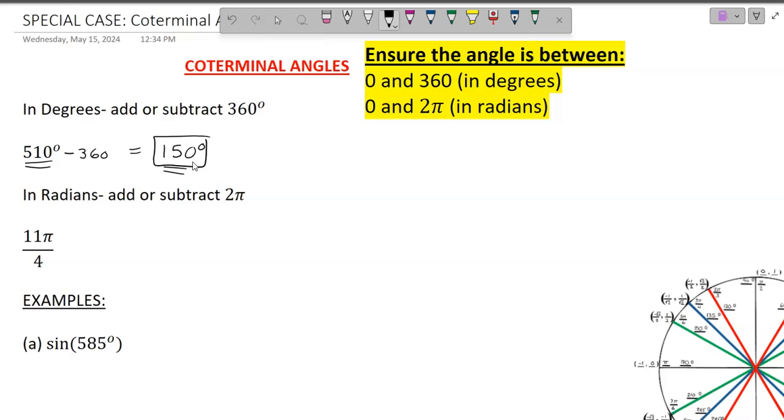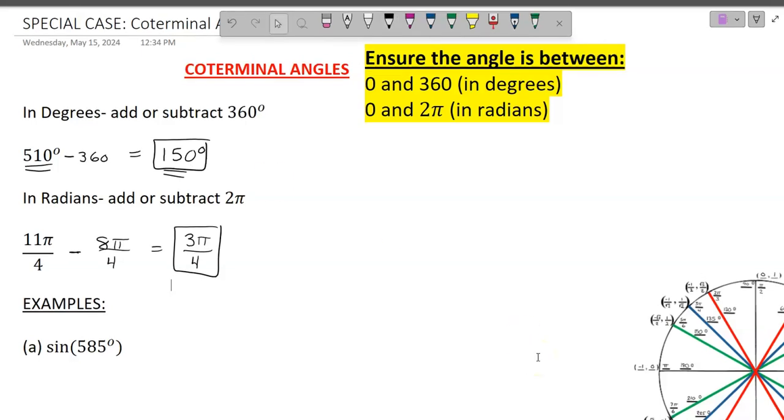Now, in the case of radians, the easiest way to do this, since we're dealing with 11 pi over 4, is that 2 pi in the world of fourths is actually 8 pi over 4. Subtracting that gives me 3 pi over 4, which means I'm going to treat the 11 pi over 4 as if it is a 3 pi over 4. So let's look at a couple examples of how this can be done.